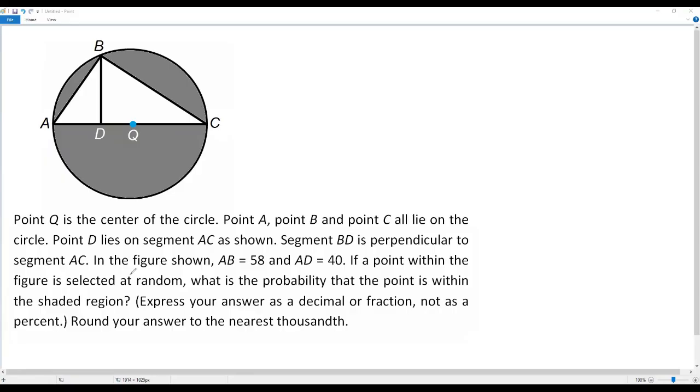If a point within the figure is selected at random, what is the probability that the point is within the shaded region? Express your answer as a decimal or fraction, not as a percent. Round your answer to the nearest thousandth.